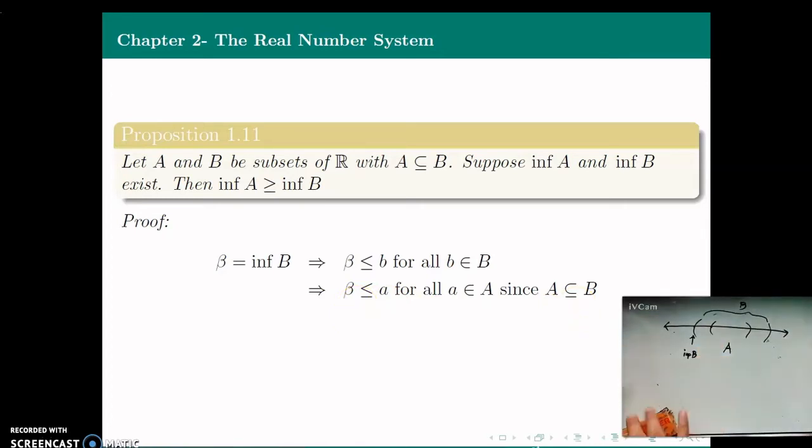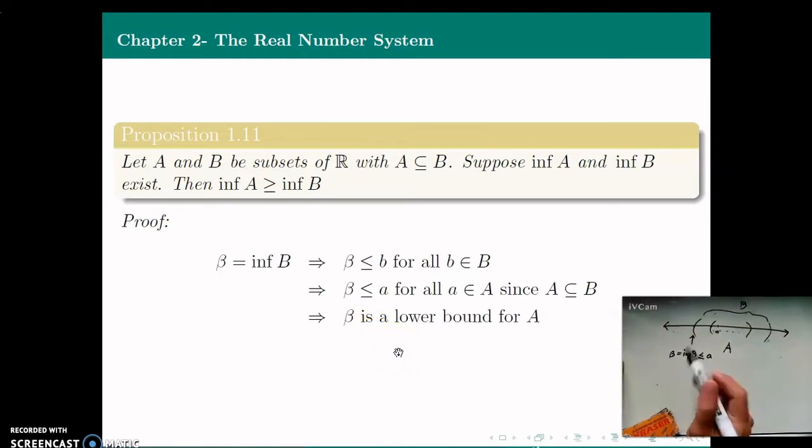So since the infimum we let be beta here, and the elements of A are somewhere here, say this one, we know that beta is less than or equal to a. Next, in that case, beta is the lower bound for A, because beta is less than any element in A.